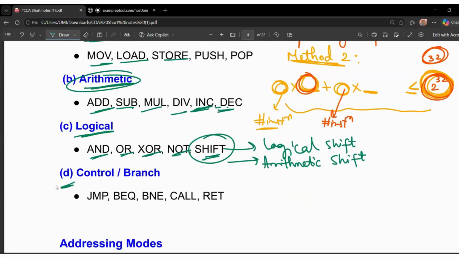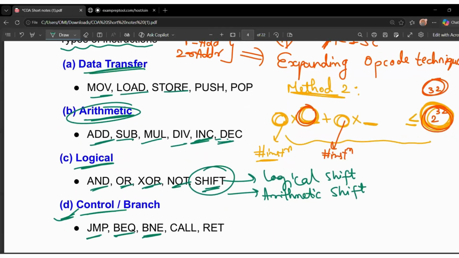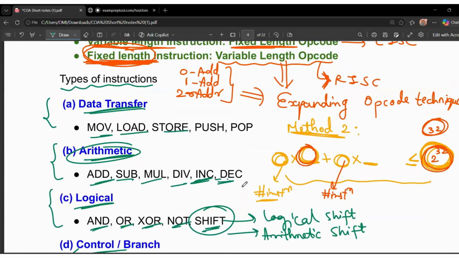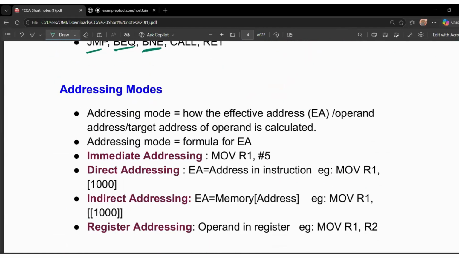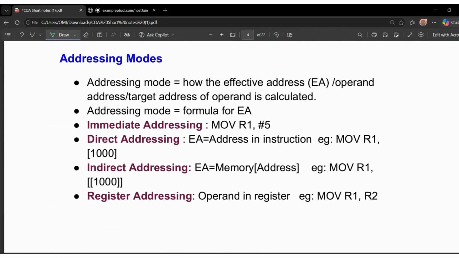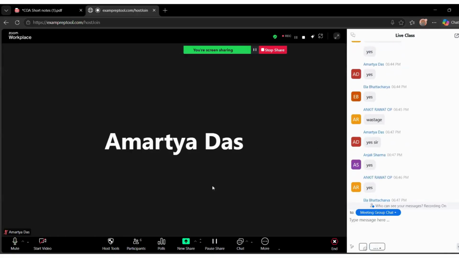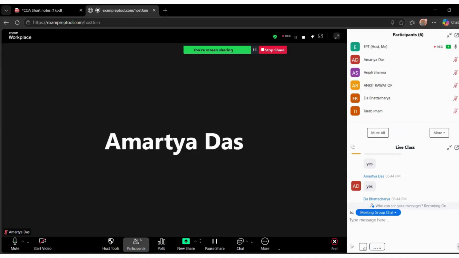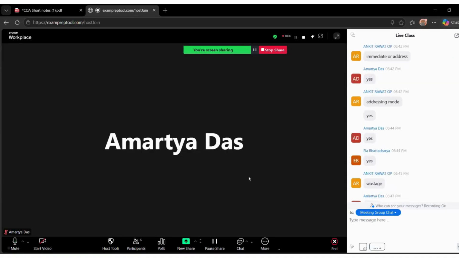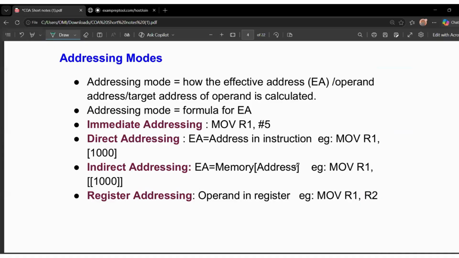And then branch or control instructions: jump, branch if equal, branch if not equal, and call and return. These are the control instructions. These are the transfer instructions, this is the arithmetic, these are the logical. So these are the different types of instructions. How many of you recall this? Yes. So now we'll proceed.